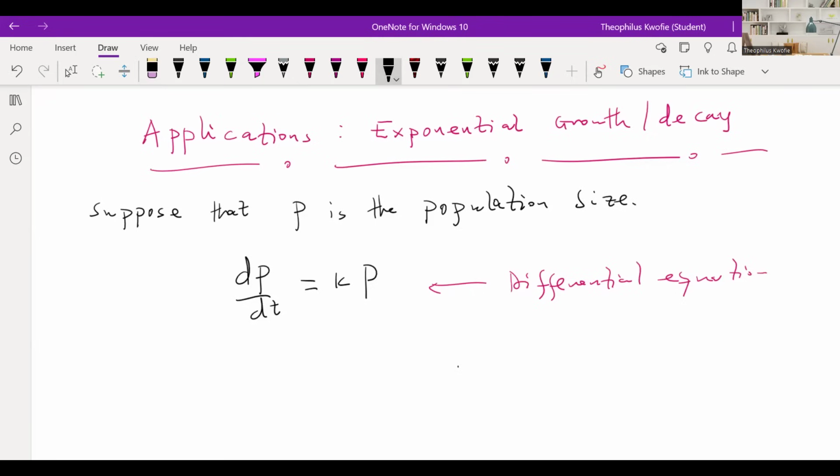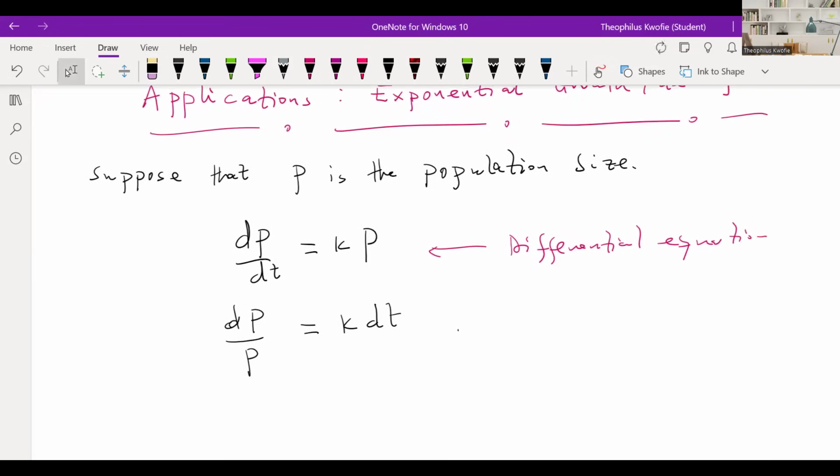So for us to solve such a problem, what we can do is use the method of separation of variables. If you use the method of separation, we are going to have dP over P equal to k dt. Then at this point, what we can do is apply the integral on both sides.